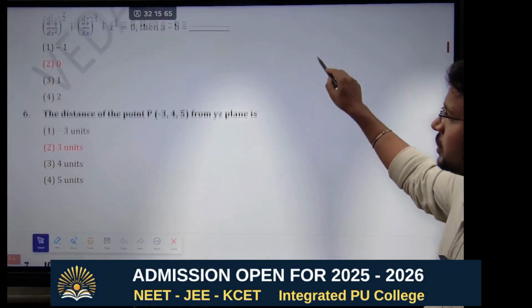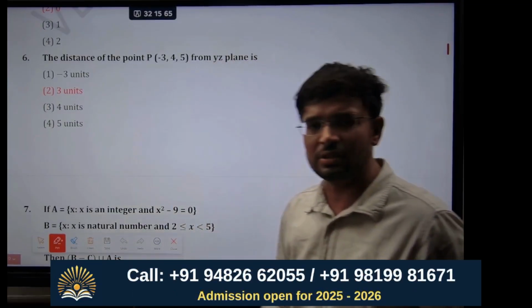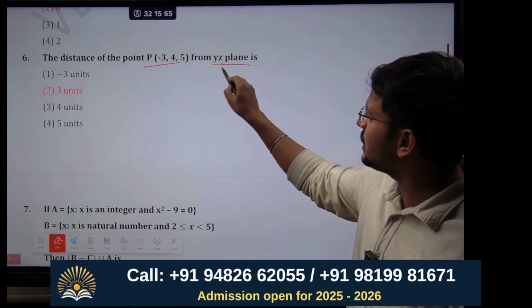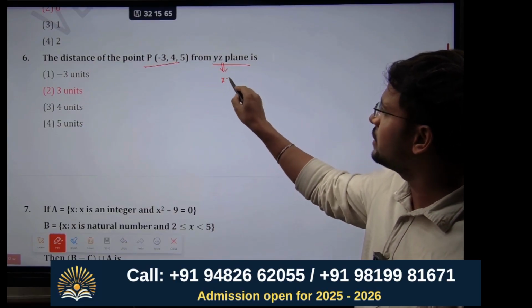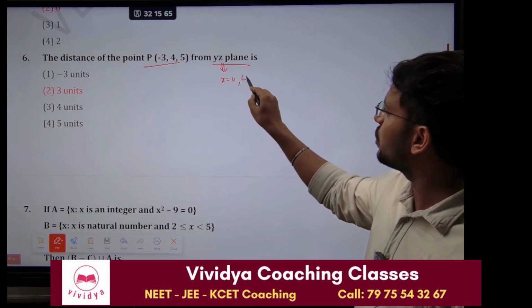Now let's go for question number 6. Again, this is very easy, a conventional question. The distance from this point to the yz plane. I know that in the yz plane, x will be 0. And what will be the next point? The rest of the coordinates will be 4, 5.